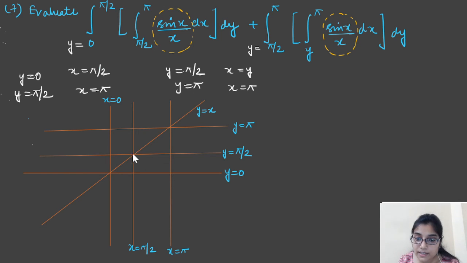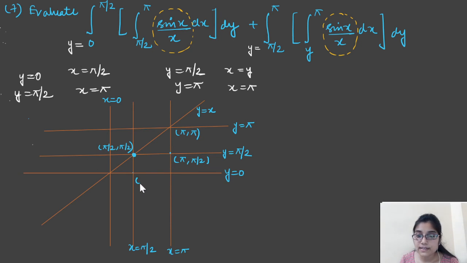So we know that this point of intersection is our pi by 2 comma pi by 2. Fine. This is going to be what? This is going to be obviously, because this is intersecting y is equals to x line, so they have to be like this. This is going to be your pi comma pi by 2. Okay, this is your pi comma pi.